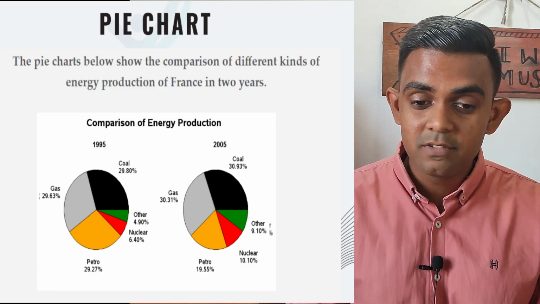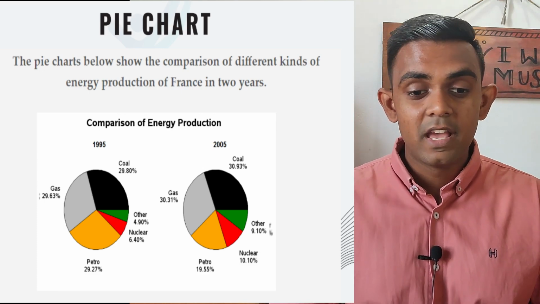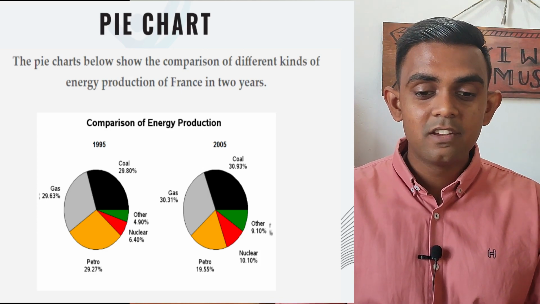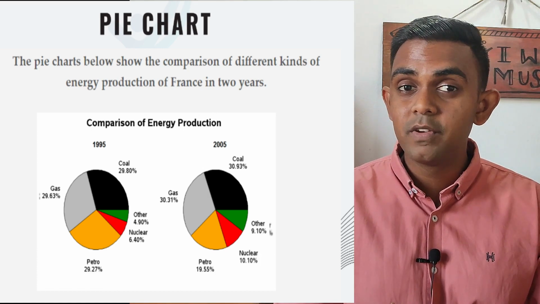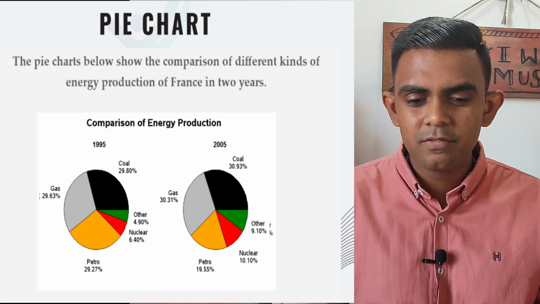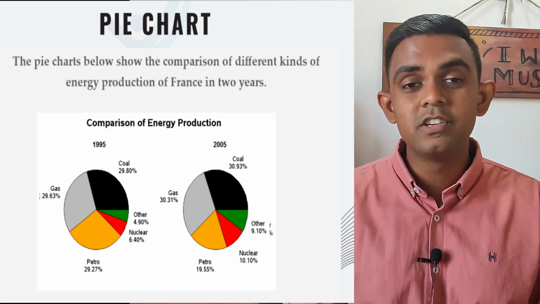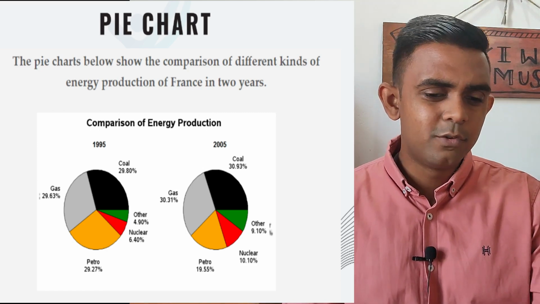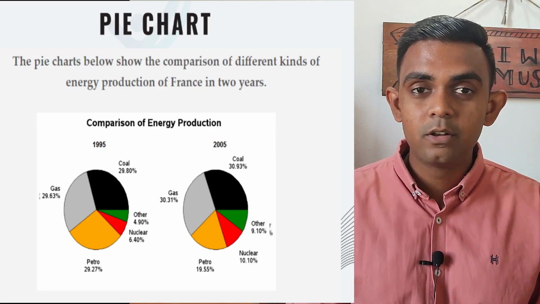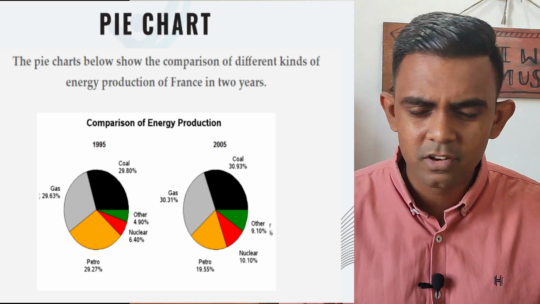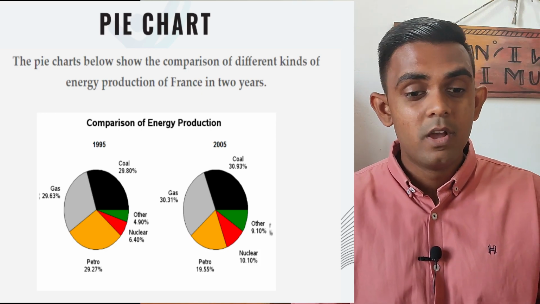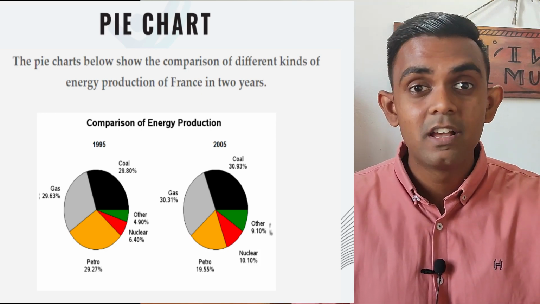They have mentioned 1995 and 2005. They have said comparison of energy production, but then they have not given any indication as to what those different types of energy are. So you could include a few of these in the introduction itself. It's not mandatory, but of course it's better if you do, because it's just 4 different sources of energy which they have mentioned. All right. So you can include all of that in your introduction. However, it's not necessary, but you can include it if you want to. So basically what you do is you paraphrase the question.